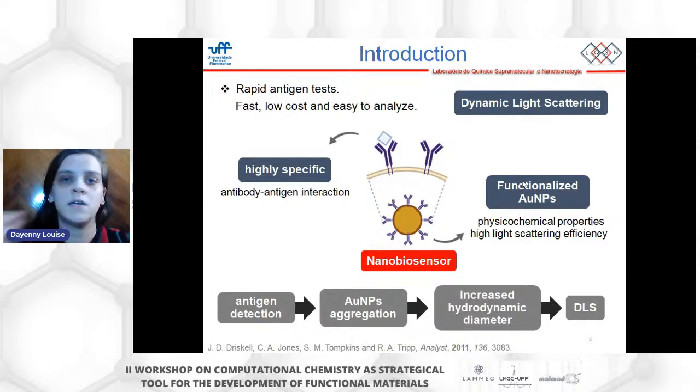So the idea here is if we have the antigen in the sample, this can interact with the antibody attached to the gold nanoparticle surface, and this provokes gold nanoparticle aggregation. This aggregation can be easily detected by the increase of the hydrodynamic diameter, which can be detected by the dynamic light scattering technique that can identify the size of the particles in solution.